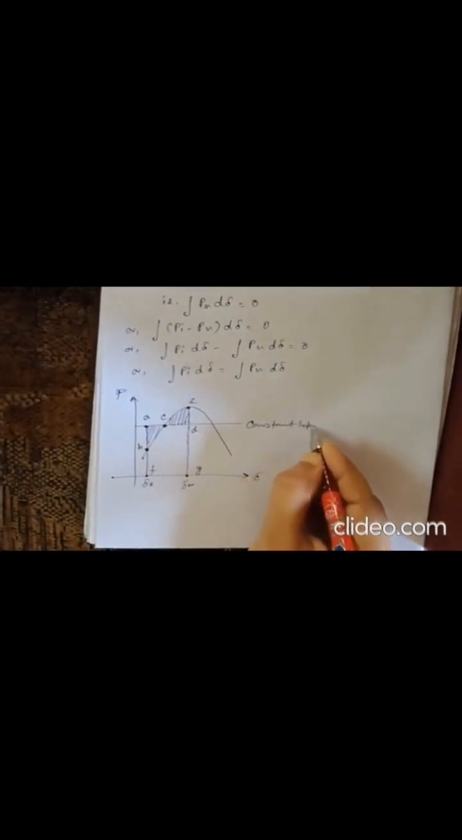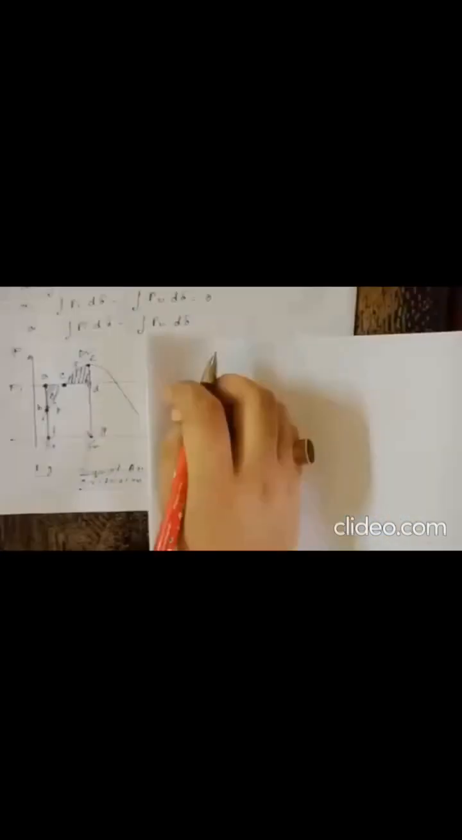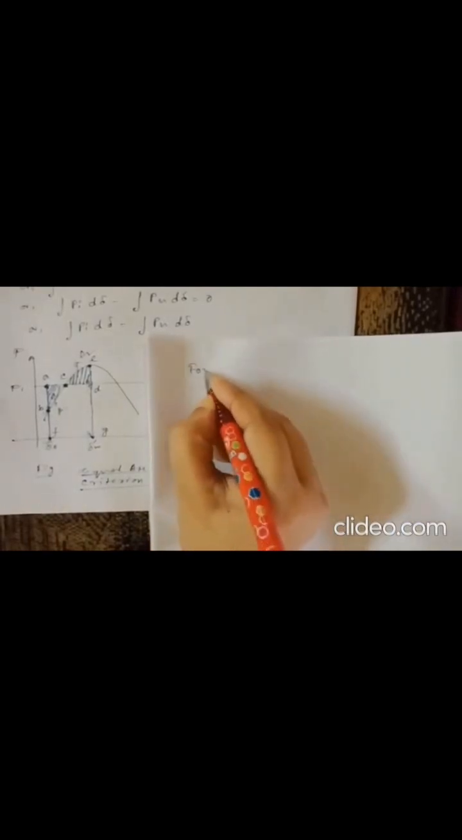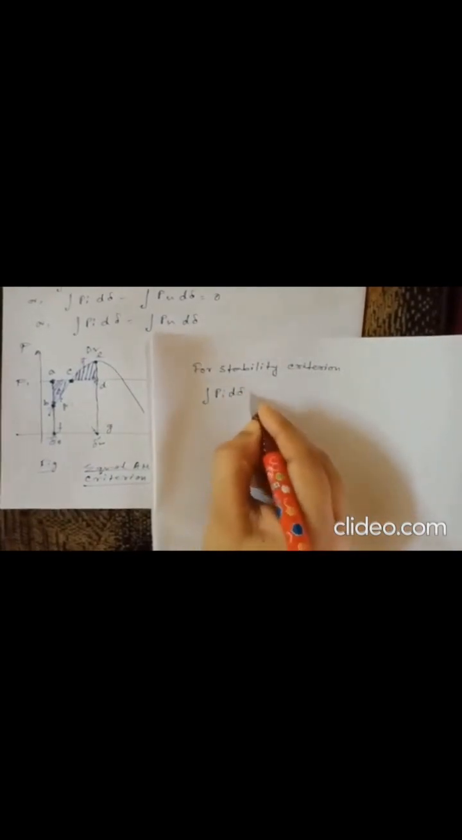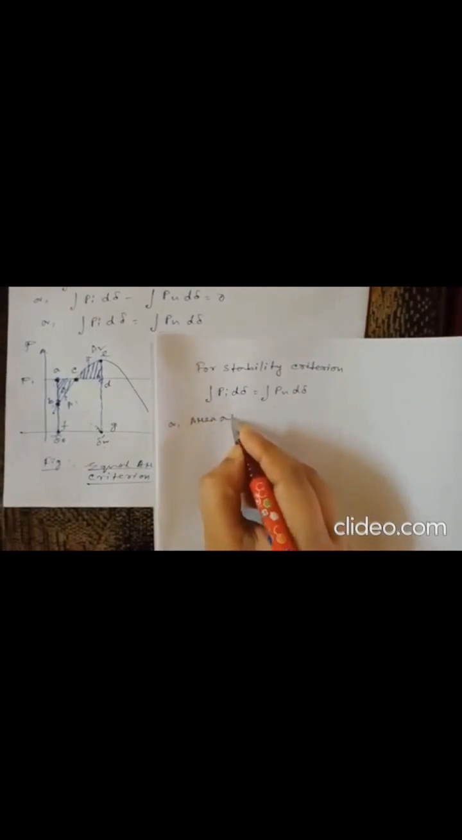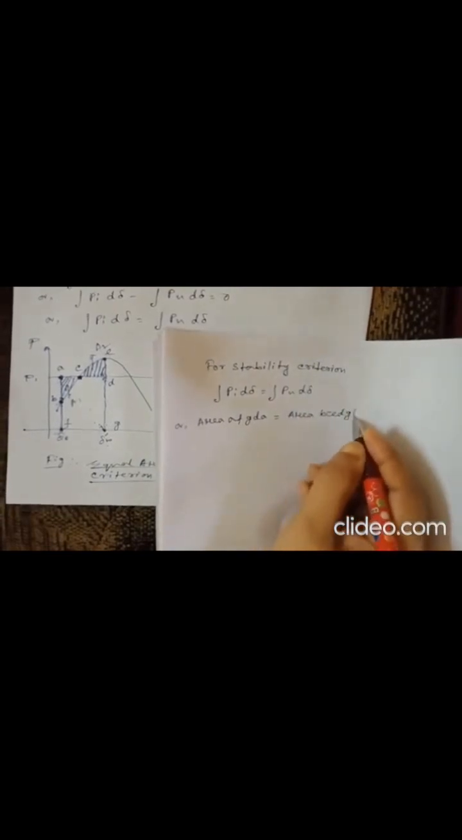Constant input line. Equal area criterion. Now under steady operation, for the stability criterion, we can write integration Pi dδ equal to integration Pu dδ, or we can write area AFGDA is equal to area BCEDGFB.